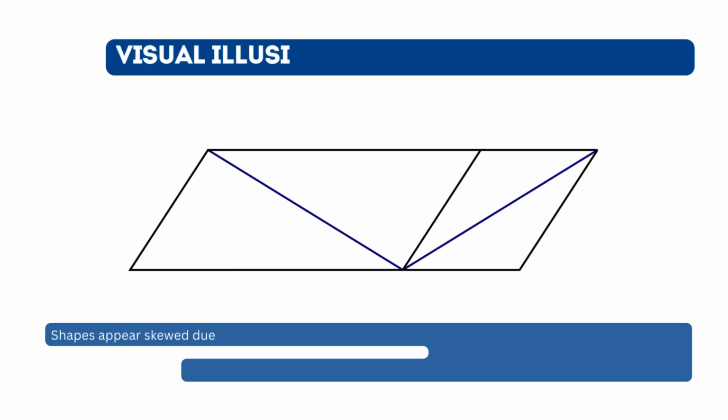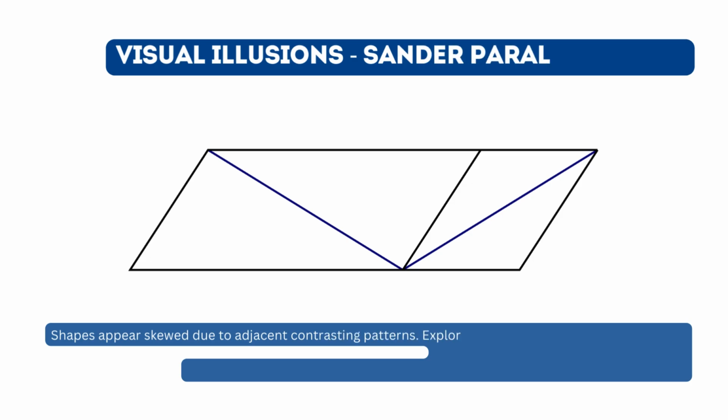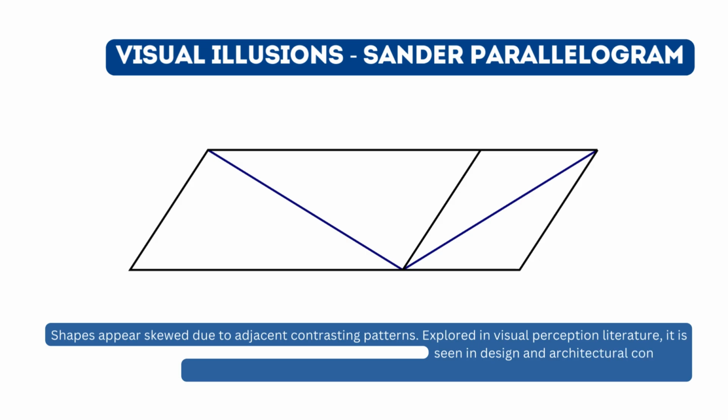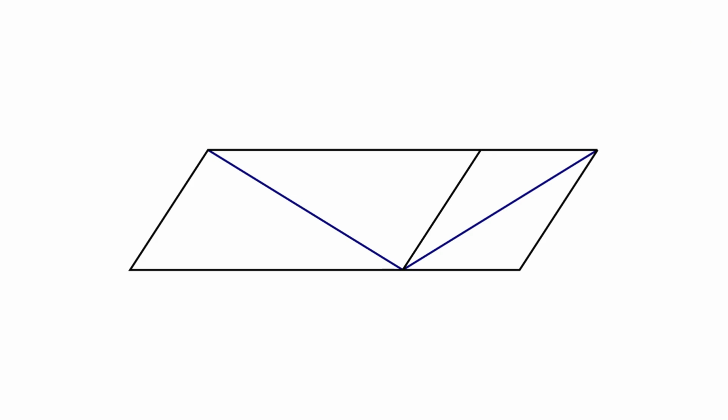Sander parallelogram. Shapes appear skewed due to adjacent contrasting patterns. Explored in visual perception literature, it is seen in design and architectural contexts. Training. Focus on the individual shape without reference to surrounding patterns.